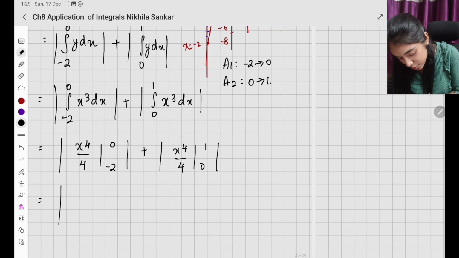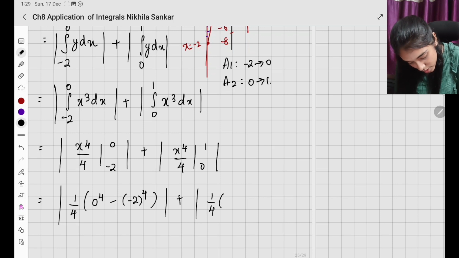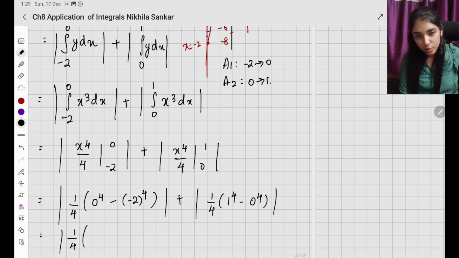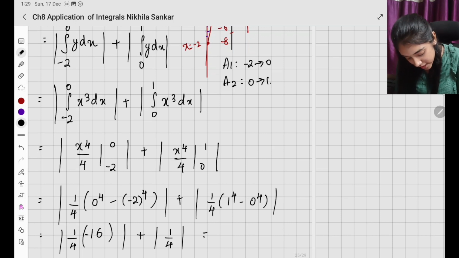So now inside the absolute value I have 1 by 4 times 0 power 4 plus upper limit minus lower limit. So minus 2 to the power 4 plus 1 by 4 times 1 power 4 minus 0 power 4. So when I finalize, 1 power 4 times 0 minus 2 power 4. 2 2s are 4, 4 4s are 16. So I have 16 minus 16 plus in this place I have 1 divided by 4. So finally I have 16 by 4 plus 1 by 4.